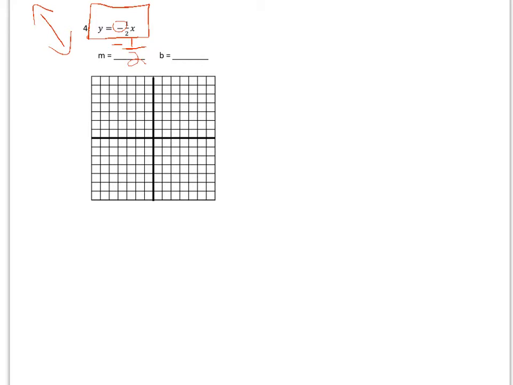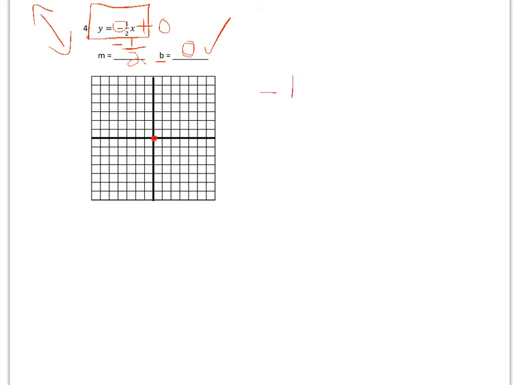Now, the one thing that's a little bit different here, the b value, see how there's nothing added on? It's almost like saying plus 0. That's kind of redundant. You wouldn't add 0 because it does nothing. So what this tells me is my b value here is 0. So this is going to start, I go to 0 on the y-axis, which is really the origin. So this one's going to start at the origin. All right, so there's my first point, put a little check mark. So I got the b value.